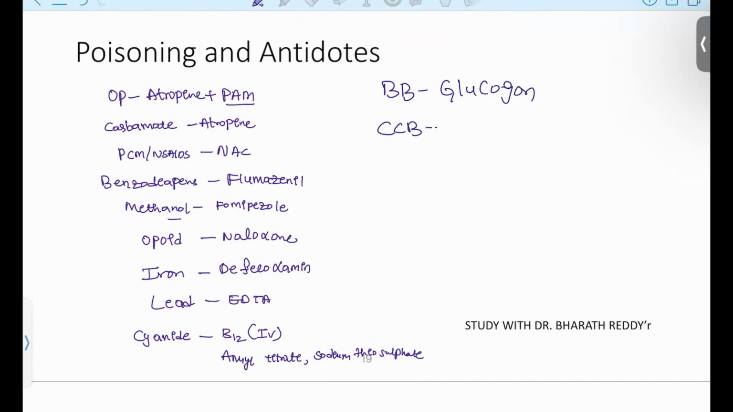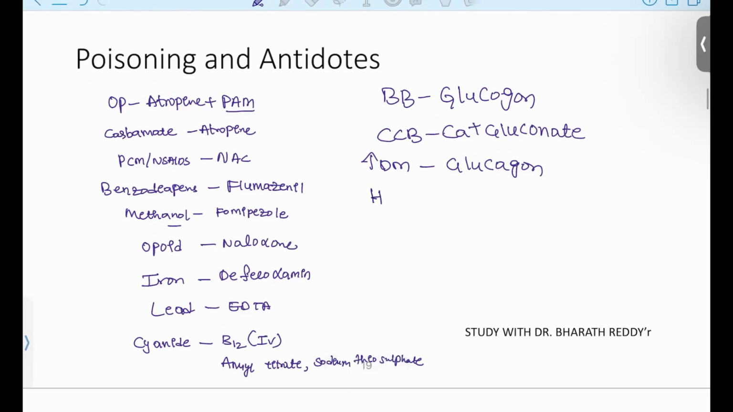CCB patients, those taking high doses of calcium channel blockers, for this patient you can give calcium gluconate. And those taking diabetes mellitus drugs, in this patient you can give insulin. Sorry. Those taking high doses of diabetes drugs will have the hypoglycemia risk. In hypoglycemia patients, what can you give? Again, you have to give glucagon, right?